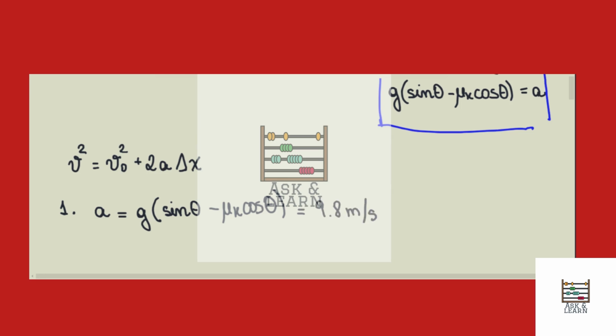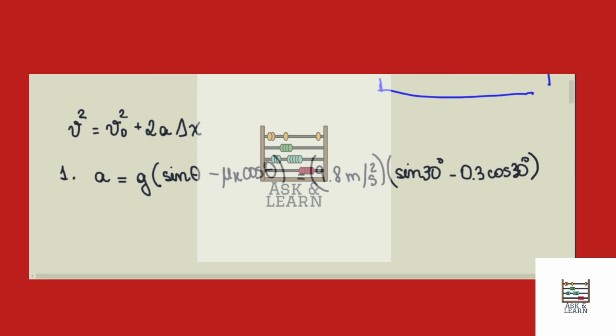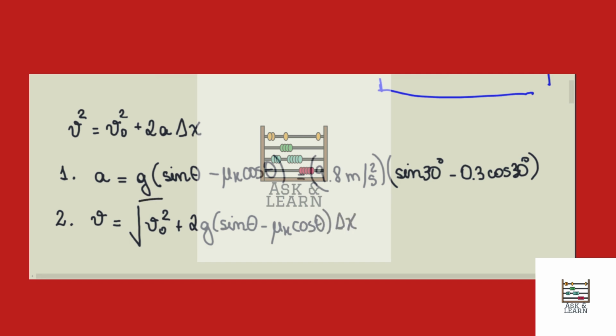g is 9.8 meters per second squared. Then we have the sine of the angle 30 minus 0.3, this is the coefficient of kinetic friction, times cosine of 30. Okay? So basically, we can insert this into the equation for the speed. So we have the speed is the square root of v0 squared plus 2 times g times (sine of theta minus mu k cosine of theta), which is the acceleration, times delta x.